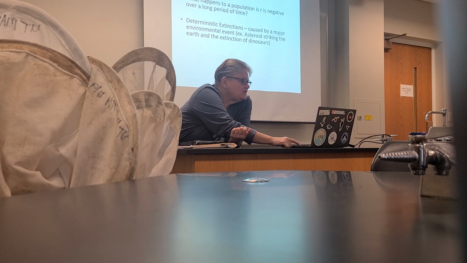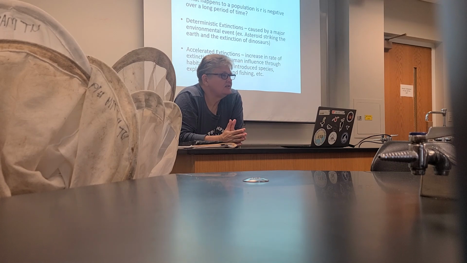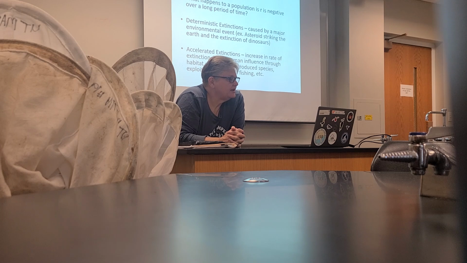The other type of extinction is the one we typically are more concerned with recently, and that is accelerated extinctions. Those are extinctions that are occurring because of human influence. I listed a few things here, though I could probably update my list. Habitat destruction is a huge one.